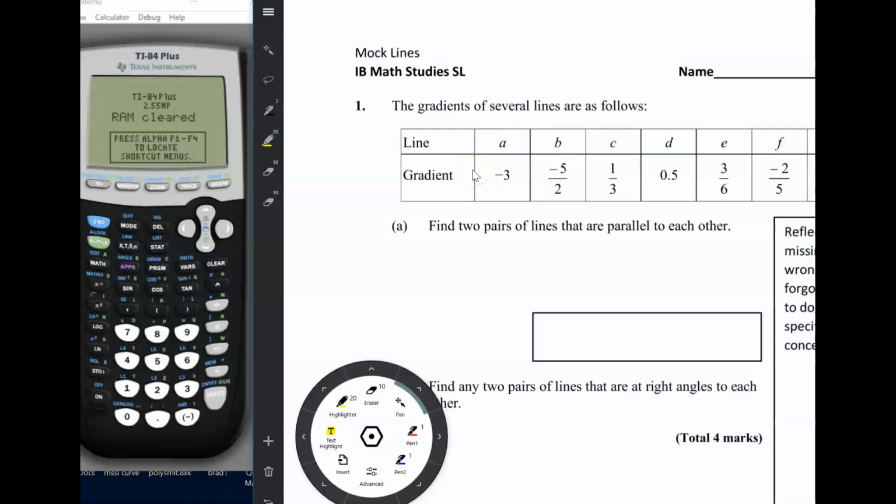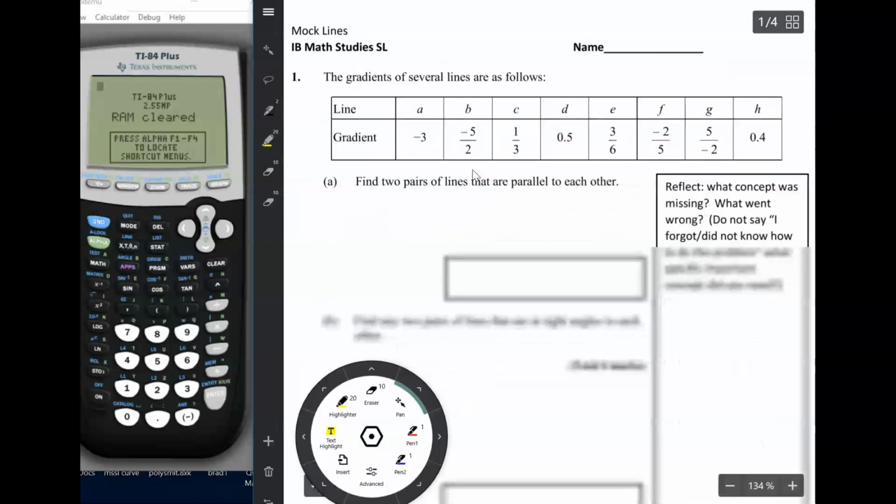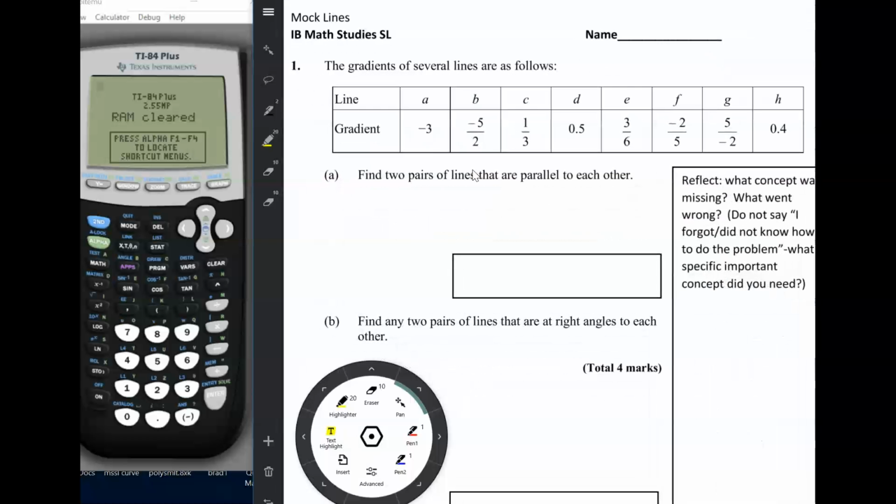Okay, here are the solutions for the mock exam for lines. In problem 1, it gives us several line gradients in several different forms. I think the easiest way to see if these line gradients are the same or not is to change them to similar formats. So maybe you could change them all to decimals, or you could change them all to fractions. I'll show you how to do that with the calculator.